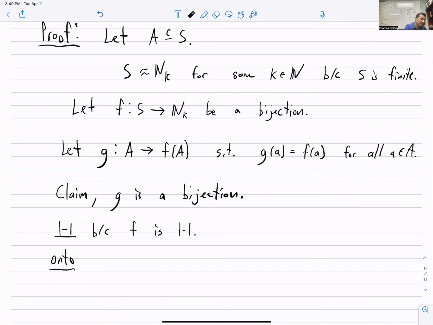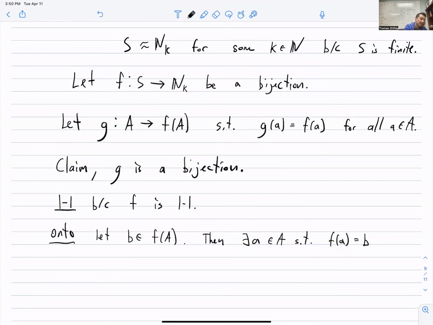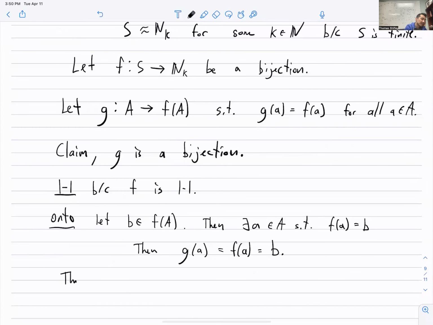So maybe I should spell it out. Let b be an element of F of capital A. Then by definition, there exists an a such that F of a equals b. But then G of that same a equals F of a equals b. Thus, G is a bijection, and that means that A is equivalent to F of A.